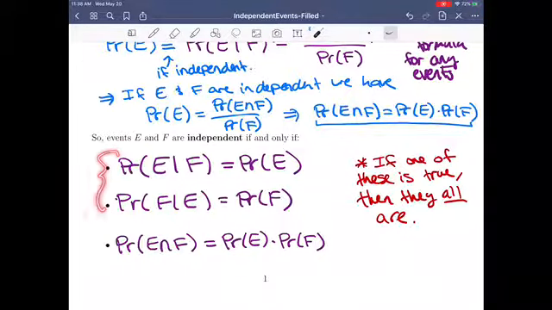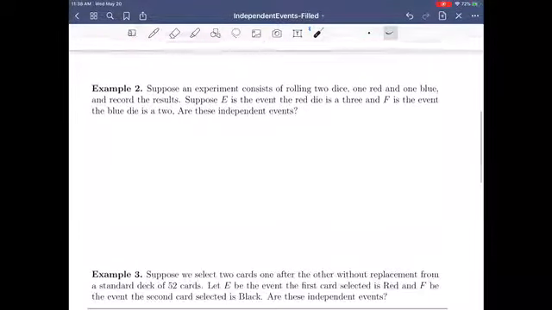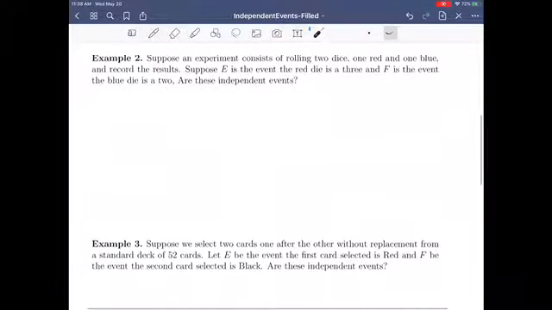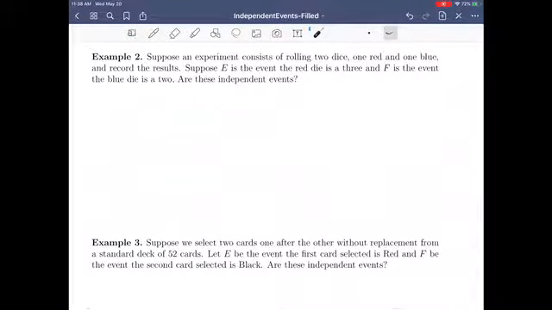These ones come from the definition of independence, and this one is because of how we can rearrange the formula for conditional probability. So let's do a couple of examples, and I picked two where I hope our intuition will guide us as well. We should be able to tell in example 2 and example 3 whether or not these events are independent, and then we're going to use one of the formulas to show that our intuition is correct. But we need to be careful with our intuition because it's not always correct.